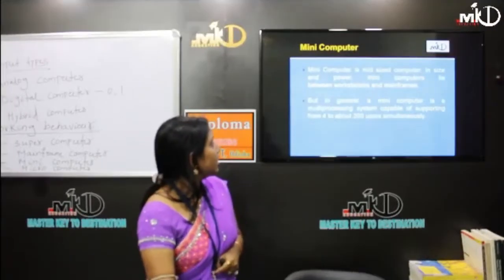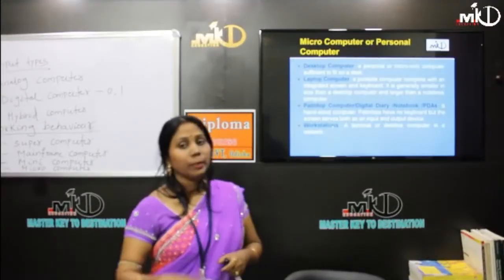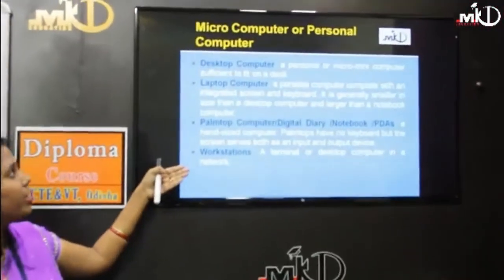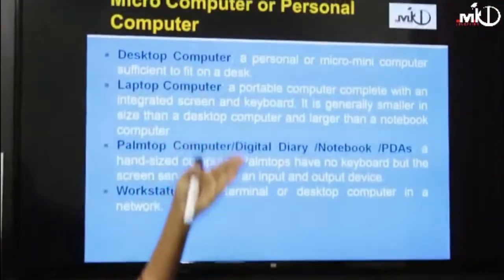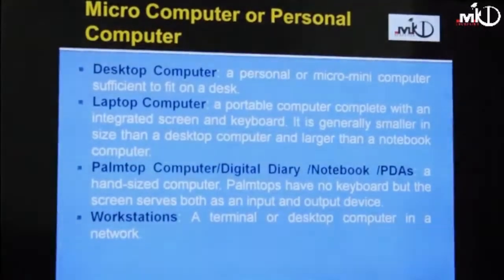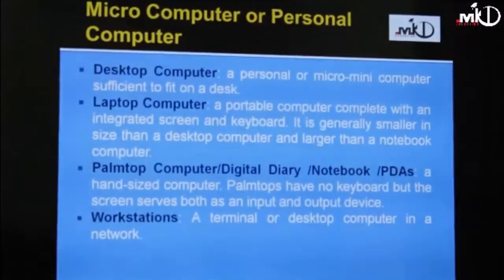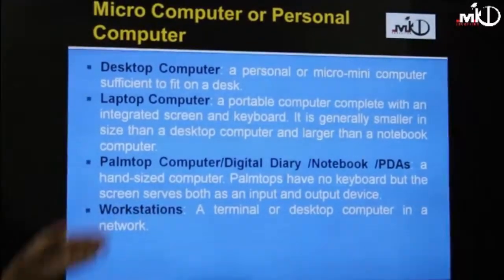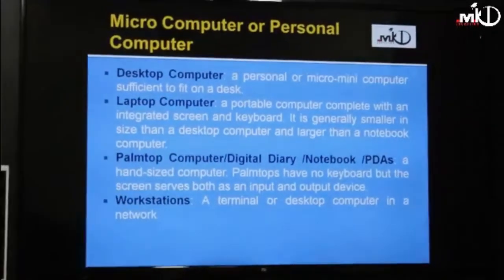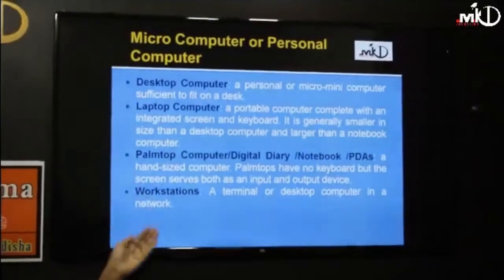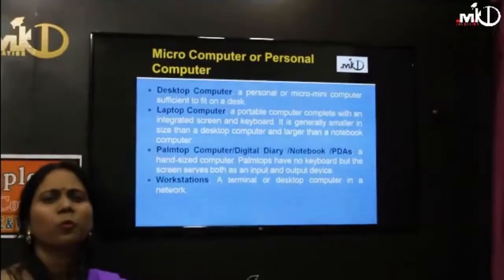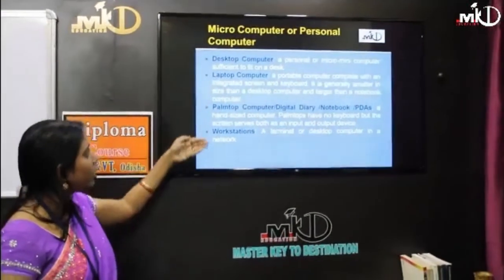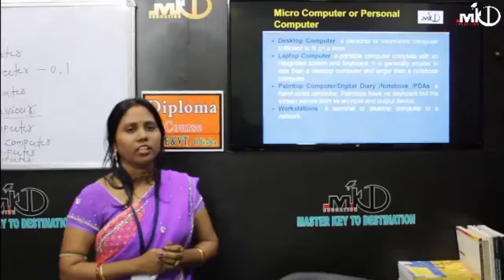Then I will start microcomputers, or I can say personal computers. This is the fourth category depending upon the working behavior. Nowadays we are using personal computers. Personal computers and microcomputers are of four types: desktop computer, laptop computer, palmtop computer, or you can say digital diary, notebook, PDA, and workstation. These four types come under microcomputers.